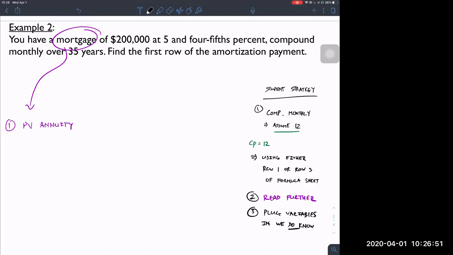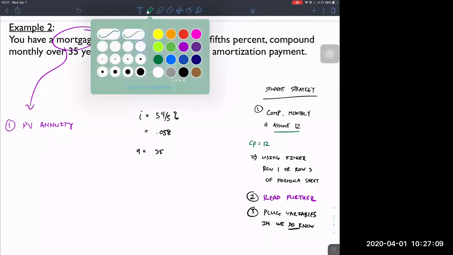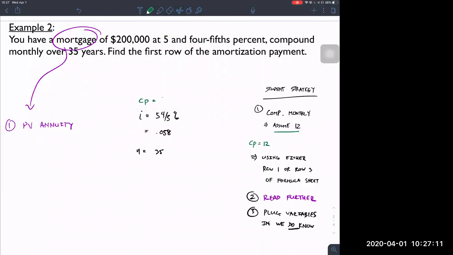So we have I is equal to 5 4/5%, which is basically 0.058. And then N, it's 35. And we've already discovered that CP is 12. So that means you're gonna do this and you're gonna do this. All right, and as a handful of you just said right now, thank you again for chiming in. I know it's really difficult online.